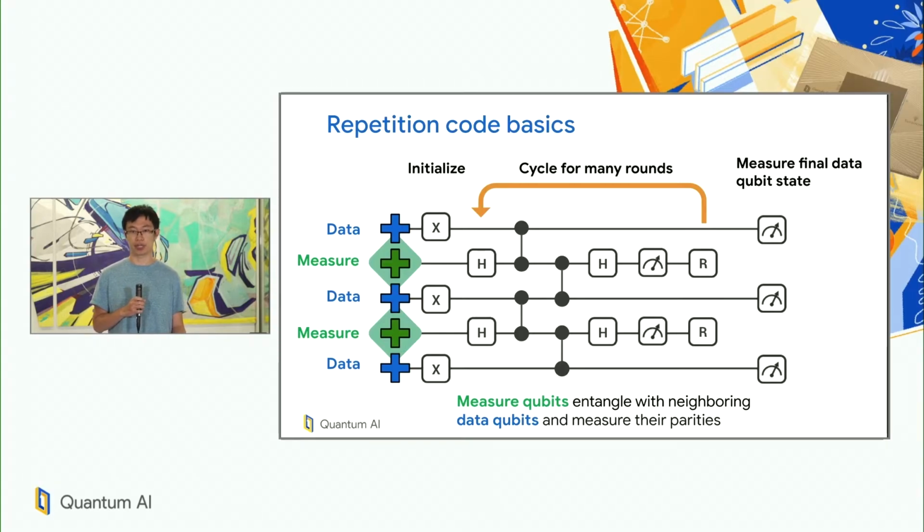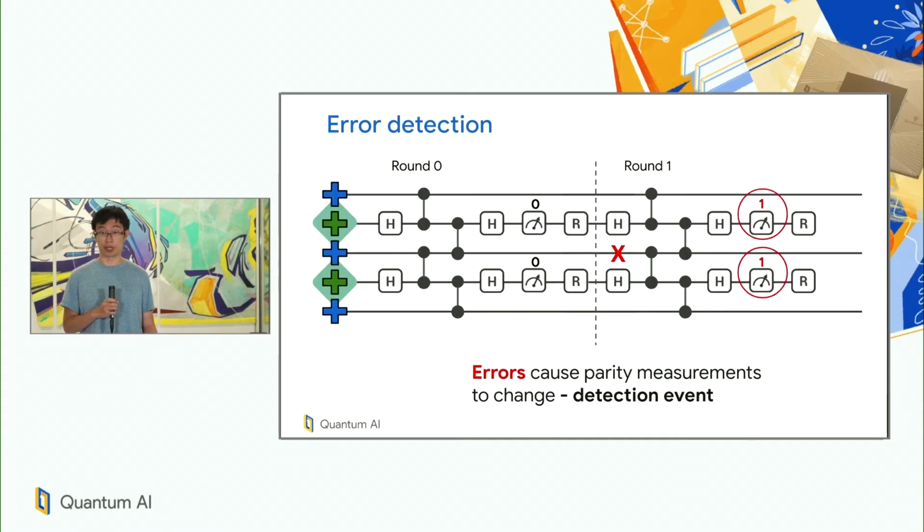So how does the circuit actually detect errors that occur on our data qubits? Well, let's look at an example of running this stabilizer circuit for 2 rounds. In the first round, let's say that no errors have occurred, and we're going to read the state 0 out of both our measure qubits because we've initialized our data qubits into even parity states. In the second round, we're going to have an error on the middle qubit here, and that's actually going to flip the parity of both pairs of qubits, and we're going to get the state 1 on both the measure qubits. So what we see is that an error on the data qubits causes a change in the parity measurements of our measure qubits, and we call these changes detection events. They signal that an error has occurred somewhere in the device.